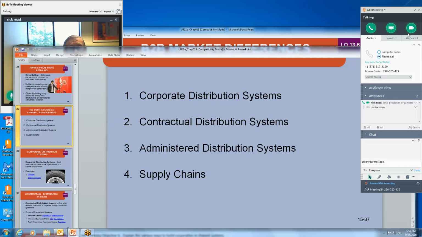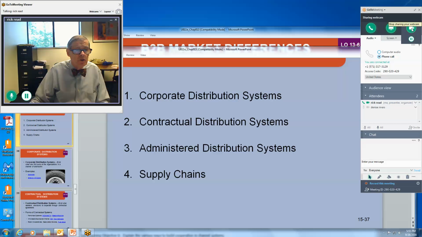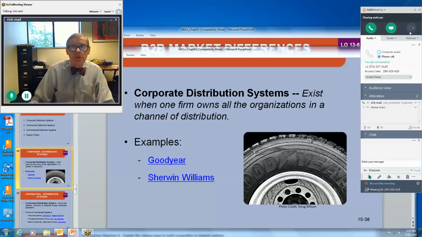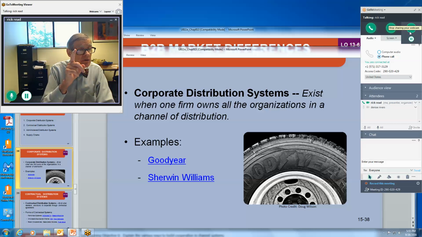Now we have 4 types of distribution. Corporate distribution systems, which we're going to talk about here in a second, contractual distribution systems, administered distribution systems, and then supply chains. A corporate distribution system is where the corporation owns everything. It owns the manufacturing and it owns the retail outlets. And it controls how it distributes. Examples given here are Goodyear Tire and Sherwin-Williams Paint.